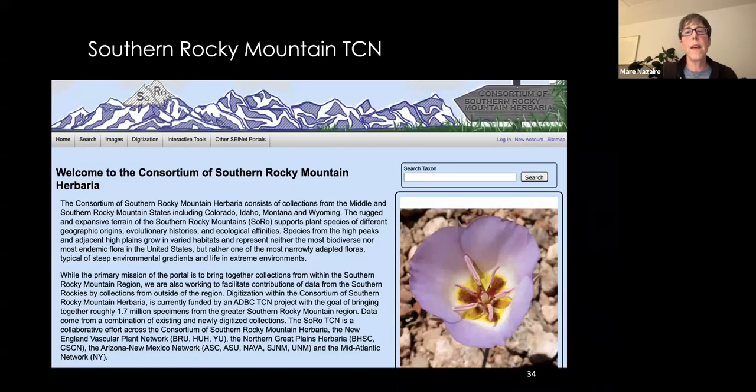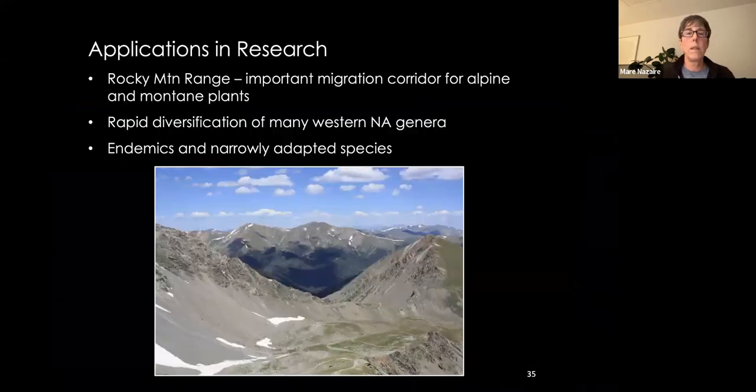Another TCN that we've been involved with is the Southern Rocky Mountain TCN. The goal of this TCN is to build resources and research capacity to enable increased understanding of plant ecological niches in the high peaks and high plains of the Southern Rocky Mountain Range. There are 39 participating institutions, and the goal here is to digitize approximately 1.7 million specimens.